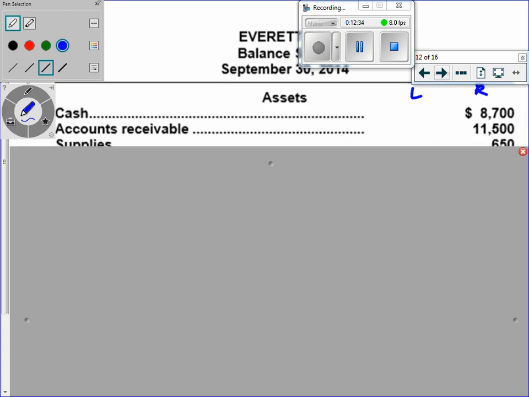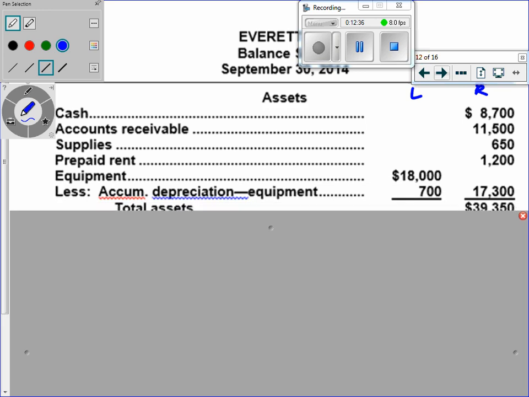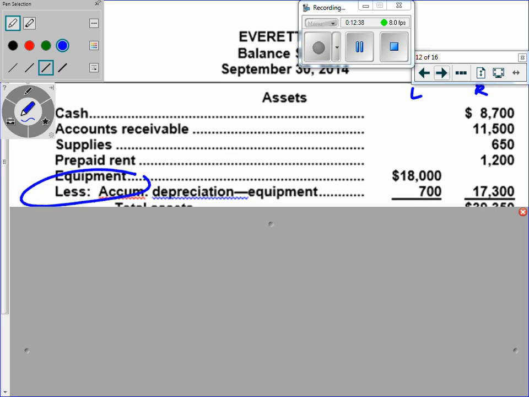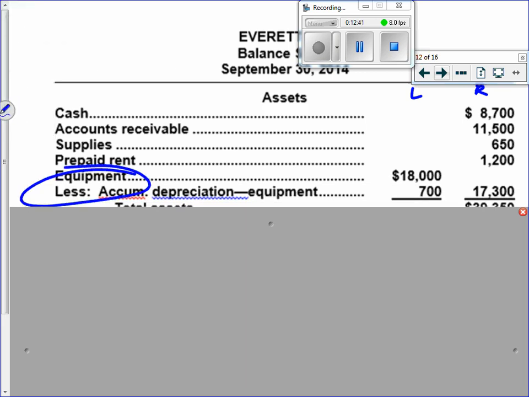You're going to zip through all the assets, and then you're going to see this occur with equipment. We have an equipment value of 18 grand, but we have a contra asset that we know has been building up, because every month that goes by, we lose a little bit of our value, and it comes in the form of depreciation.